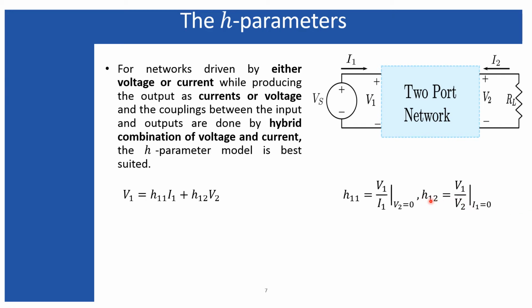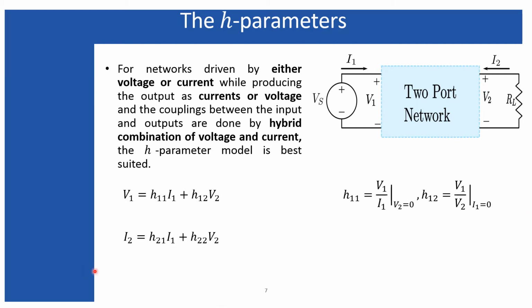So as we have seen in the case of Z12 or Y12, this factor H12 also represents the reverse coupling coefficient, and it is unitless. Reverse coupling coefficient is the ratio of input voltage to output voltage. So basically you can consider it as the feedback from the output. And for all other cases, for the Z parameter and Y parameters, the 12 term always represents the feedback which is coming either in terms of the current or in terms of the voltage.